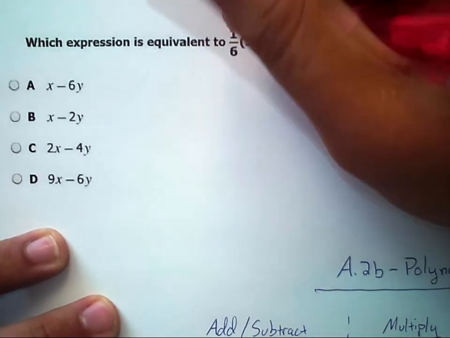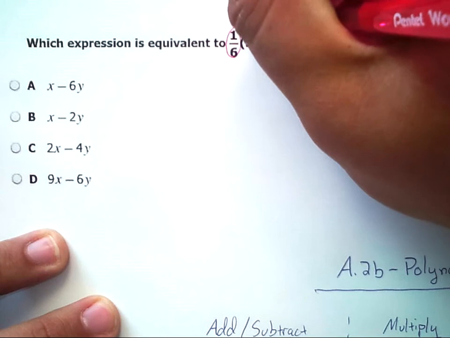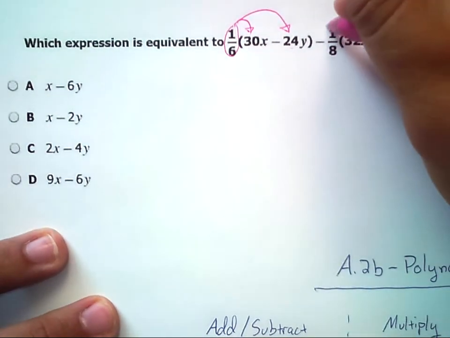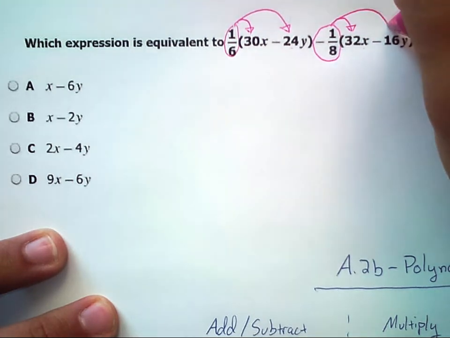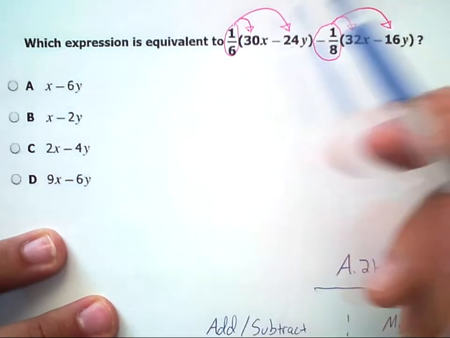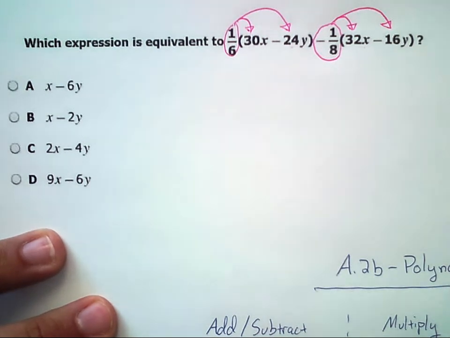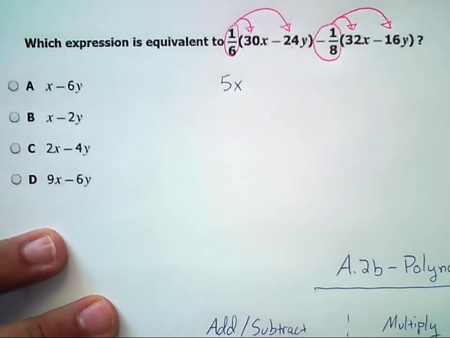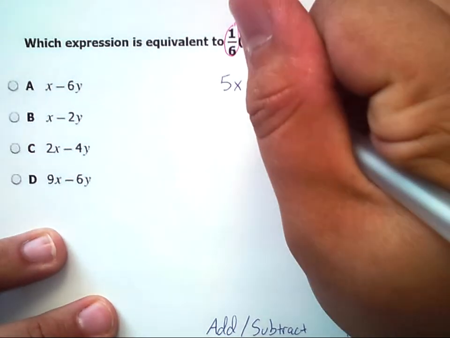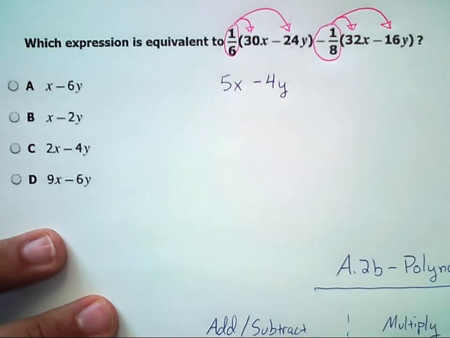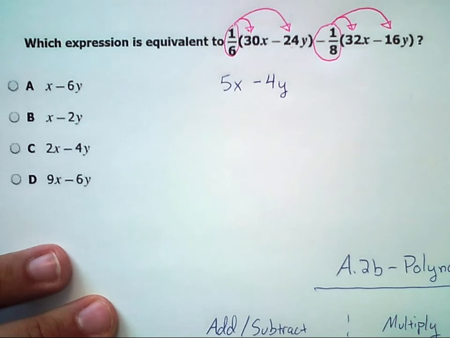So what we're going to do is take 1/6 over here, and distribute it to these 2 things. And over here, I'm going to take negative 1/8, and distribute it to these 2 items. So what we're going to end up with is 1/6 of 30. Well, the only number that comes to my head is 5. And then 1/6 of negative 24 would be negative 4y. If you notice, the variables didn't disappear. They're still there. That's important.